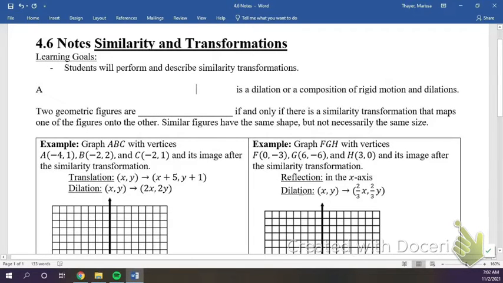Hello Geometry, here are some notes on similarity with transformations.